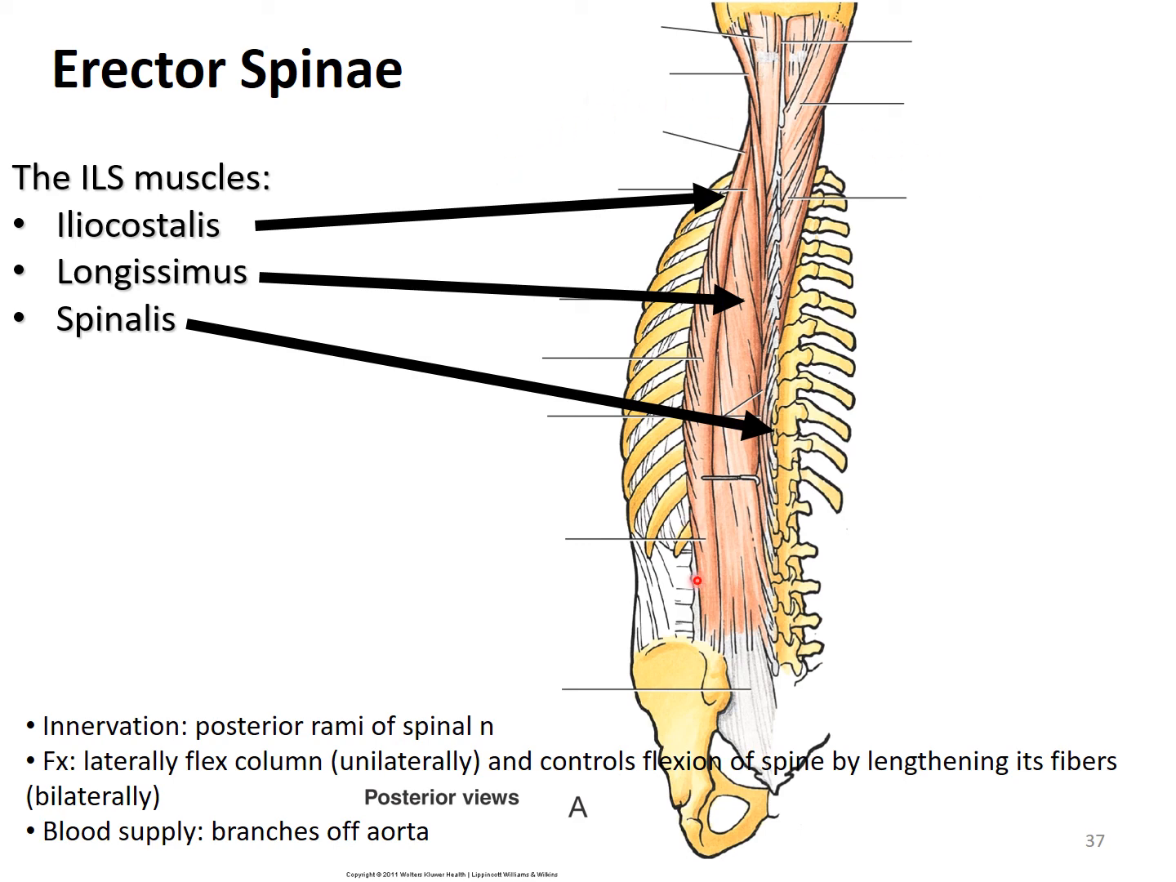If they contract only on one side, like on the left, if they contract and shorten, they're going to bend you to the side; that is lateral flexion. And also they will help control flexion of the spine by lengthening their fibers bilaterally. Blood supply is by branches of the aorta.